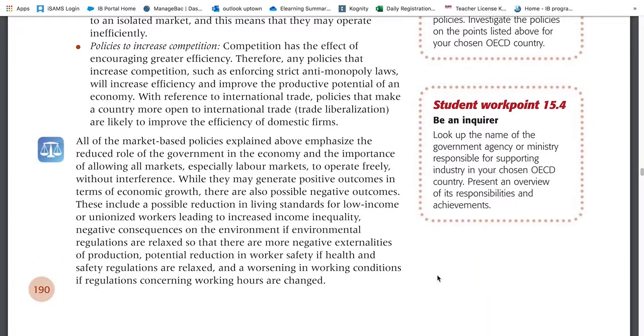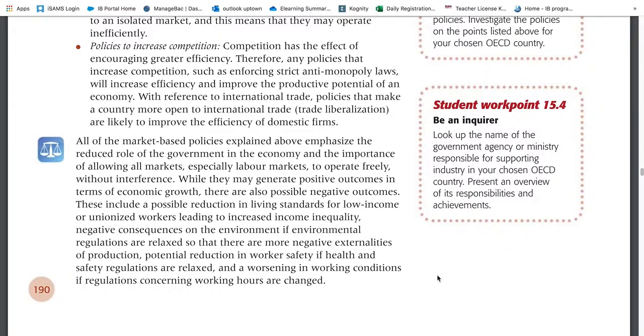Policies to increase competition is yet another method of relaxing government power. So things like anti-monopoly laws, once again, increasing efficiency, productive potential in the economy, things like that. International trade policies, making more free trade between countries, that's another example of improving efficiency. So the whole point of all of the market-based policies is to reduce the role of the government in the economy. So it can generate positive outcomes.